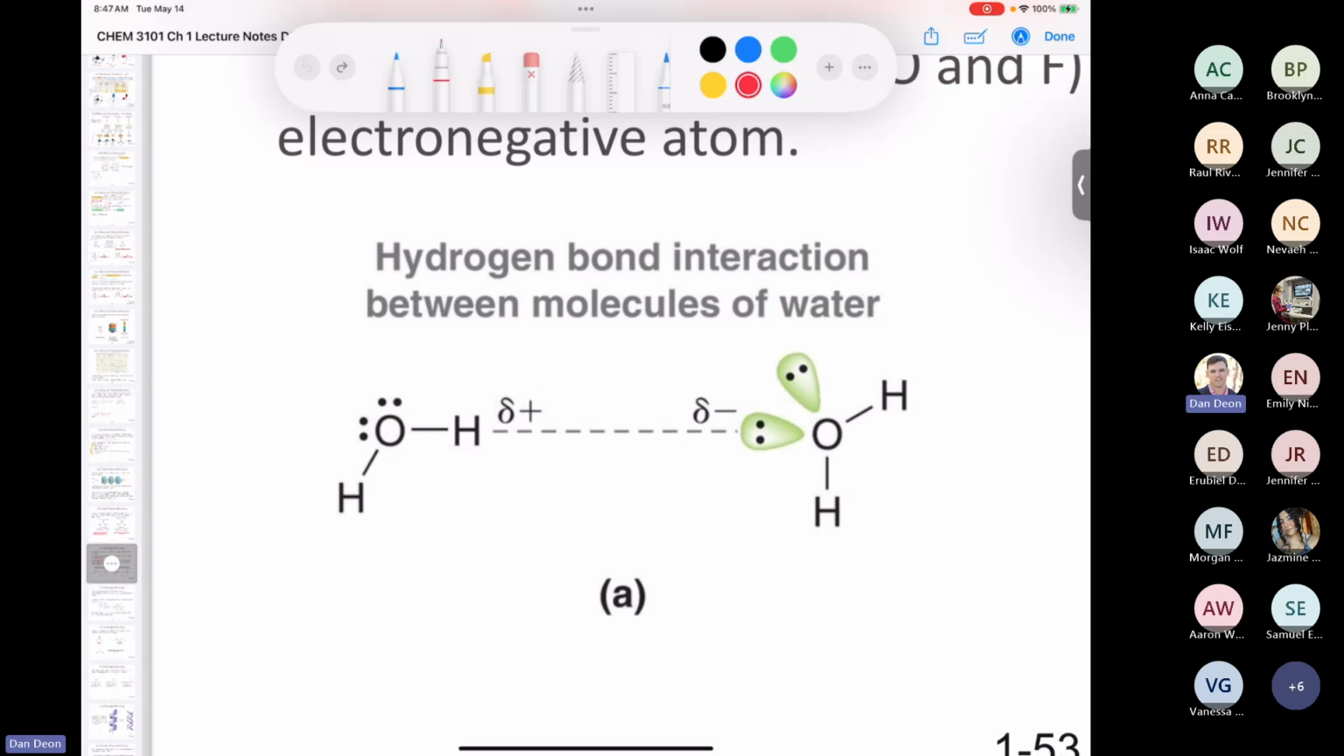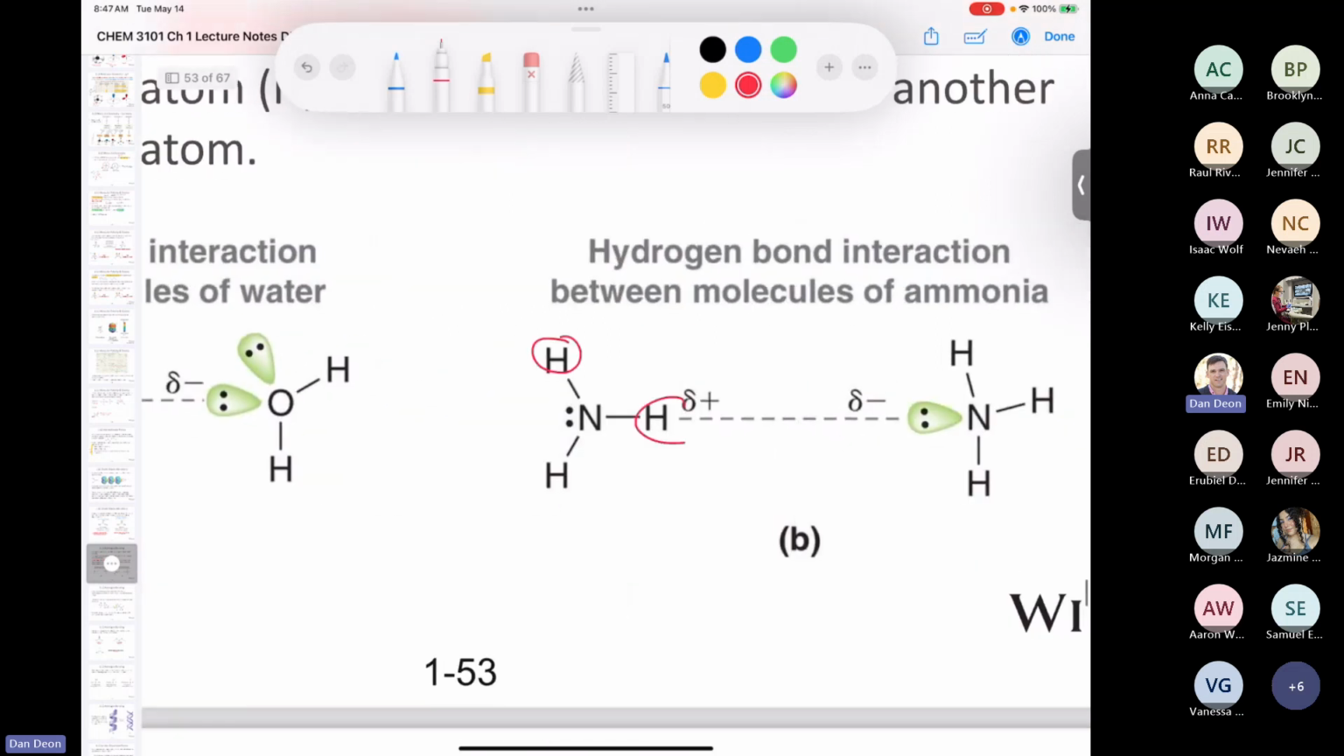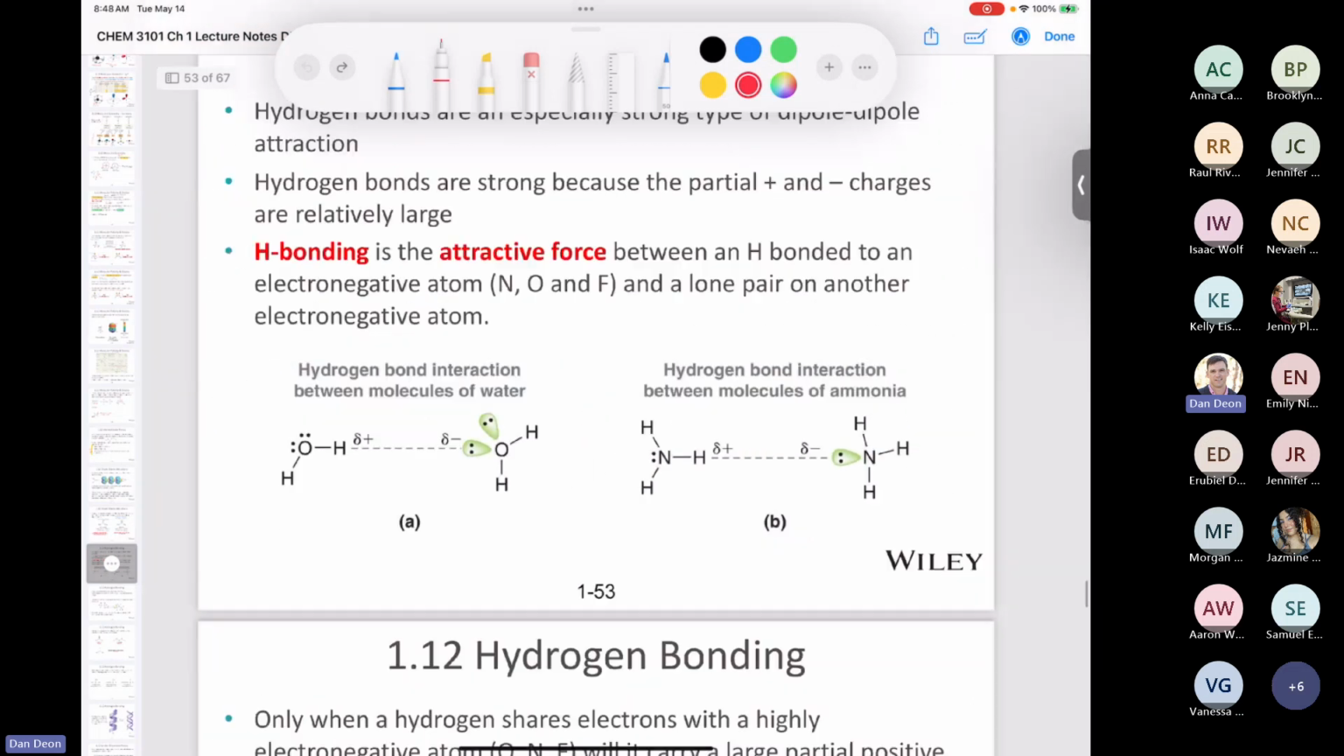You have the exact same number of hydrogens bound to oxygen as you do lone pairs on oxygen. So 1 to 1 is the ratio. Whereas if you look at ammonia, it's got 3 hydrogens and only 1 lone pair. So the hydrogen bonding isn't maximized in ammonia. Water is the only molecule in the universe where hydrogen bonding is maximized.